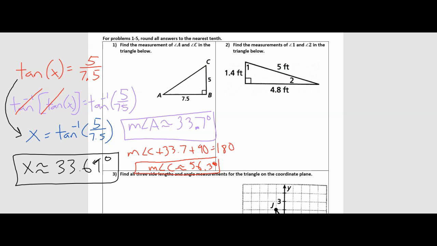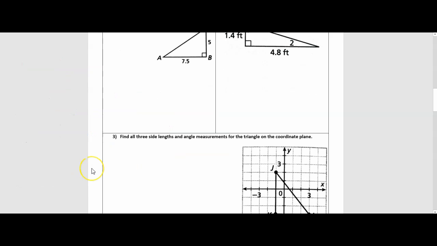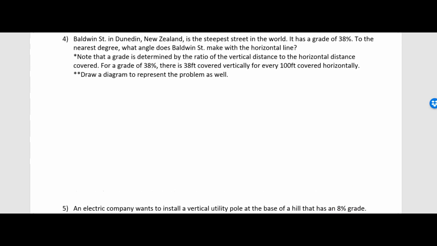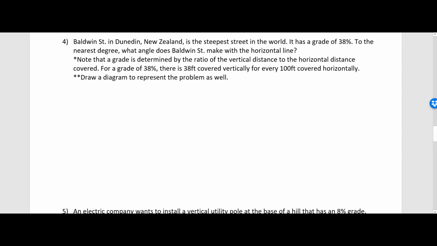Okay, instead of doing number 2, let's actually take a look at one of these word problems down below where we have to sketch our own diagram problem. And we'll finish off with that for this video. It's a little bigger. All right, so Baldwin Street in Dunedin, New Zealand, hopefully I said that right, is the steepest street in the world. It has a grade of 38%. To the nearest degree, what angle does Baldwin Street make with the horizontal line?